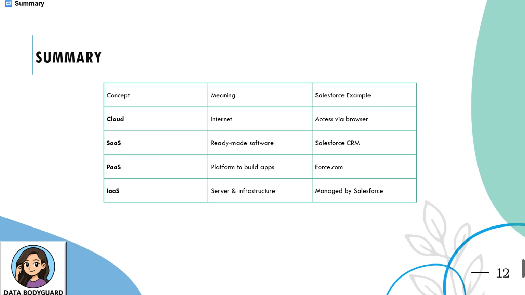Now a summary of what we have discussed: the concepts of cloud, SaaS, PaaS, and infrastructure as a service. Cloud means the internet, which we access via the browser. SaaS is ready-made software, for example Salesforce CRM. PaaS is a platform to build applications, for example Force.com. Infrastructure as a service is the server and infrastructure that is totally managed by Salesforce only.